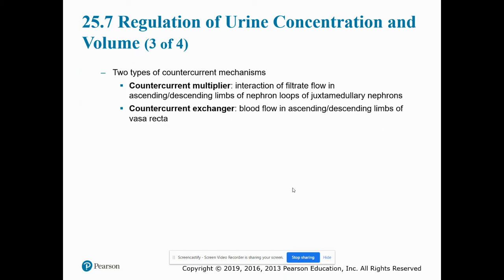And there are 2 types of countercurrent mechanisms. There is the countercurrent multiplier, and this is the interaction of filtrate flow in the ascending-descending limbs of the nephron loops of the juxtamedullary nephrons, and the countercurrent exchanger, and this involves blood flow in the ascending-descending limbs of the vasa recta. So countercurrent multiplier has to do with the nephron loops. Countercurrent exchanger has to do with the vasa recta.